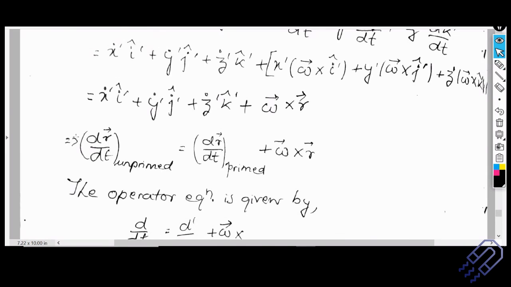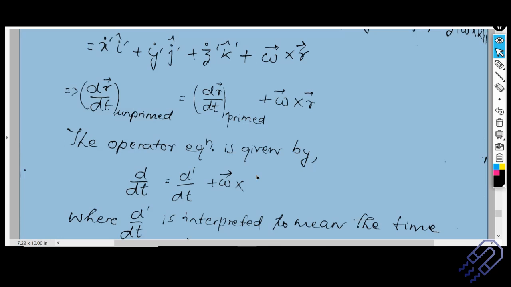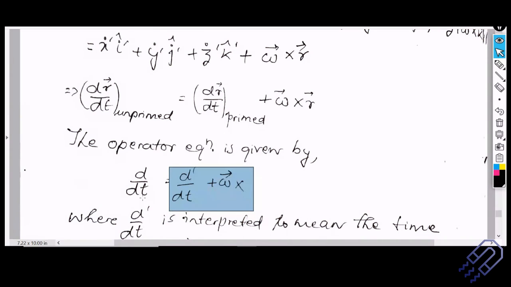What you can do is take the d/dt of this side. But from the operator point of view, if you take d/dt for the unprimed system, that will give you an acceleration. You have to take d'/dt plus omega cross for the prime system. Let me repeat this. If you want to find the acceleration, you have to take the d/dt of this dr/dt that we already know, that is the unprimed system.